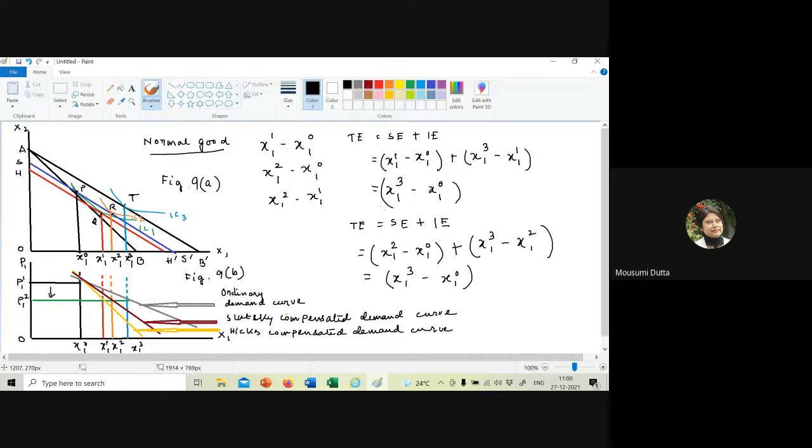Paragraph. In case of normal goods, the ordinary demand curve is flatter than both the Hicksian and Slutsky income compensated demand curves.